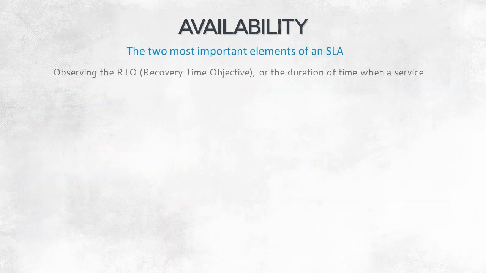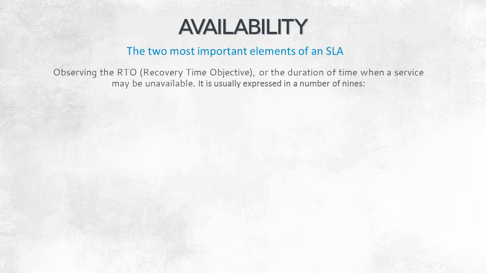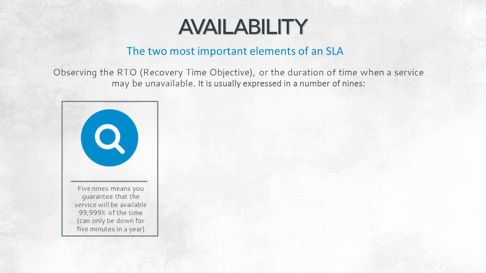The key elements of the agreement are Recovery Time Objective, RTO, which is the duration of time in which a service can be unavailable, most often calculated in a percentage. The closer to 100%, the longer the information needs to be available. Recovery Point Objective, RPO, is the amount of data that can be lost in the event of a failure. The Recovery Time Objective forms the foundation of all SLAs. The measure is the non-negotiable duration of time within which information or services can be unavailable. It is usually expressed as a number of nines.